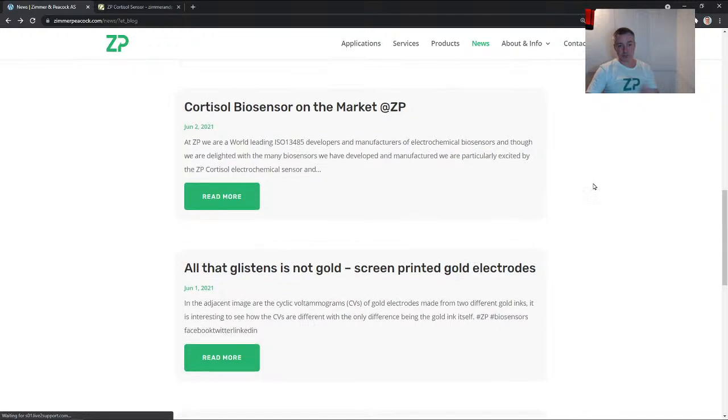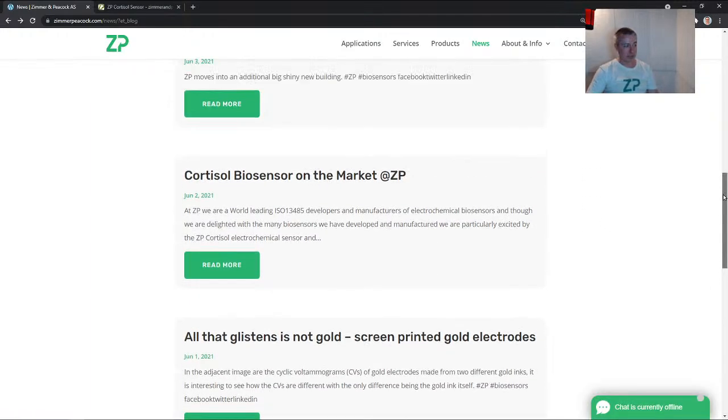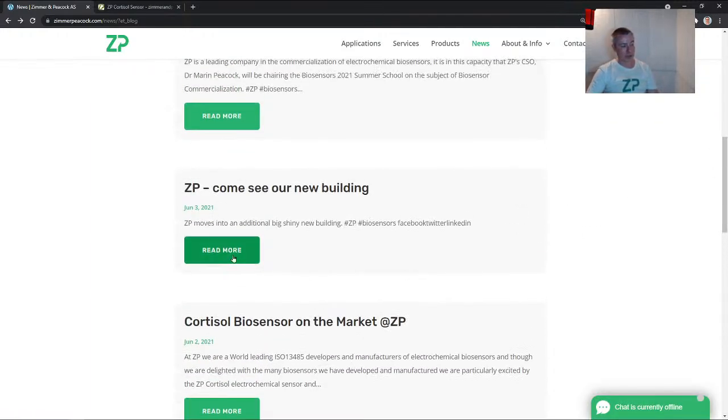So ZP a couple of weeks ago launched the fructose sensor. This week we launched a cortisol sensor.